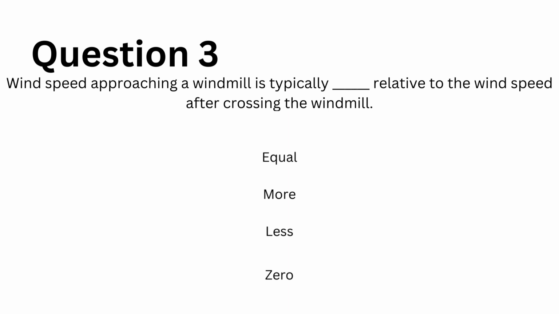Question 3. Wind speed approaching a windmill is typically dash relative to the wind speed after crossing the windmill. Options: equal, more, less, 0. And the right answer is more.